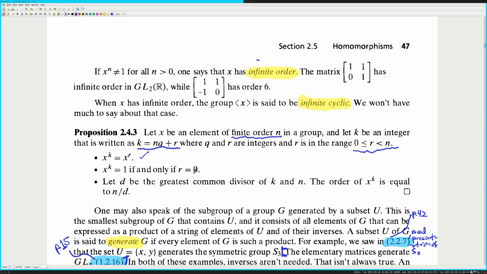X to the k is equal to 1 if and only if r is equal to 0. So basically if k is 0 mod n, not mod q, mod n. It would also be 0 mod q, but that doesn't matter. Let d be the greatest common divisor of k and n. Then the order of x to the k is equal to n divided by d.